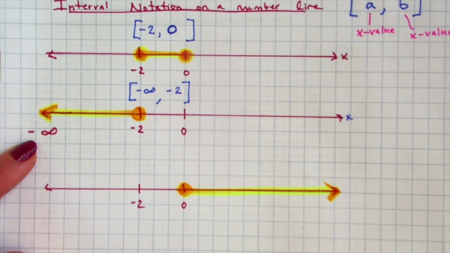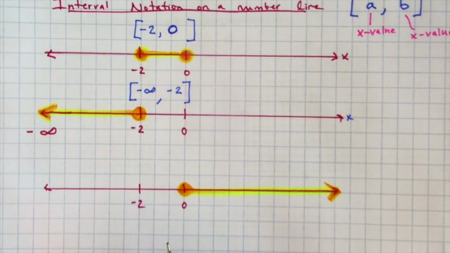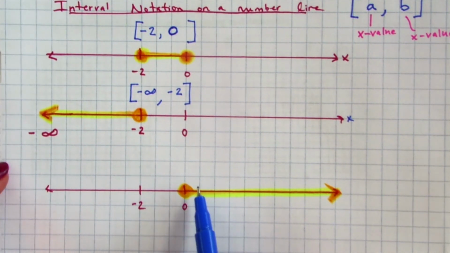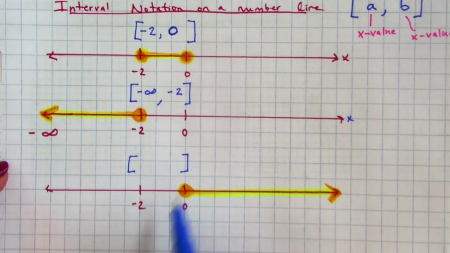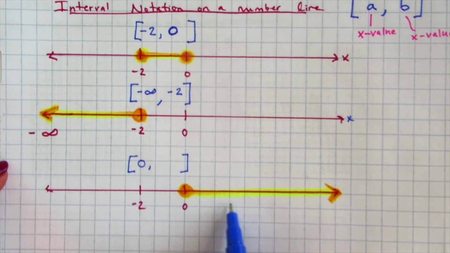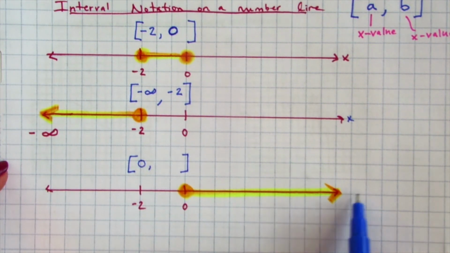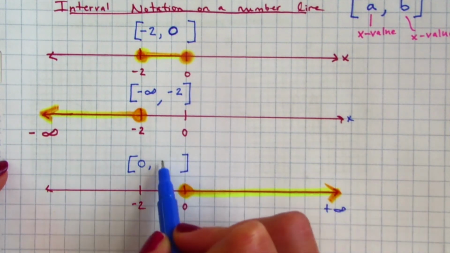Okay, this third example, I encourage you to pause the video and try it on your own before you watch the rest. And the answer to this third interval is going to be going left to right from 0. 0 is the first x value, and the second x value is going all the way into the positive direction to the right, all the way to +infinity.